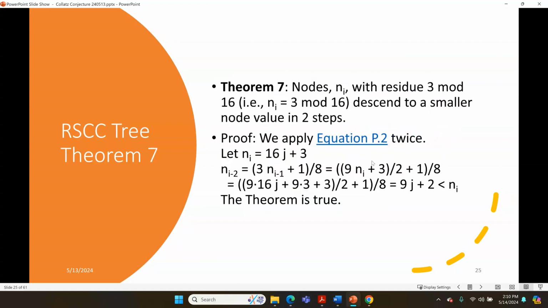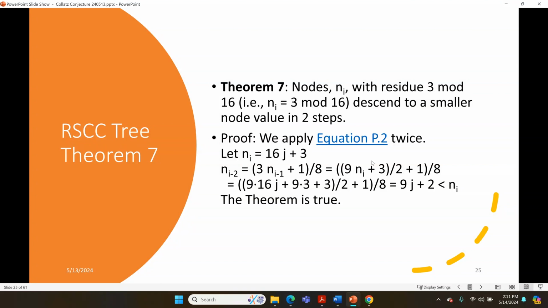Theorem 7 is an iteration on this. We show that integers that have residue 3 mod 16 descend to a smaller node value in 2 steps. So we set n_i equal to 16j plus 3. We apply that to the descendant equation twice, and with a little bit of algebra, you get the descendant is 9j plus 2, which is less than 16j plus 3, so therefore this theorem must be true.